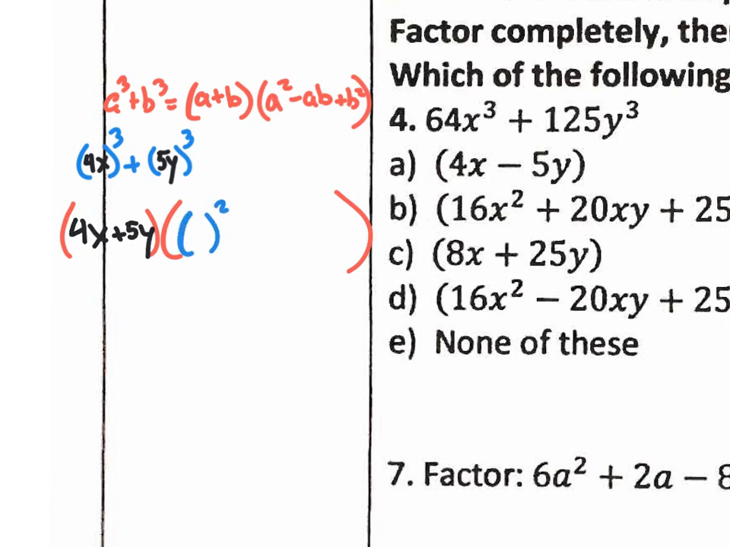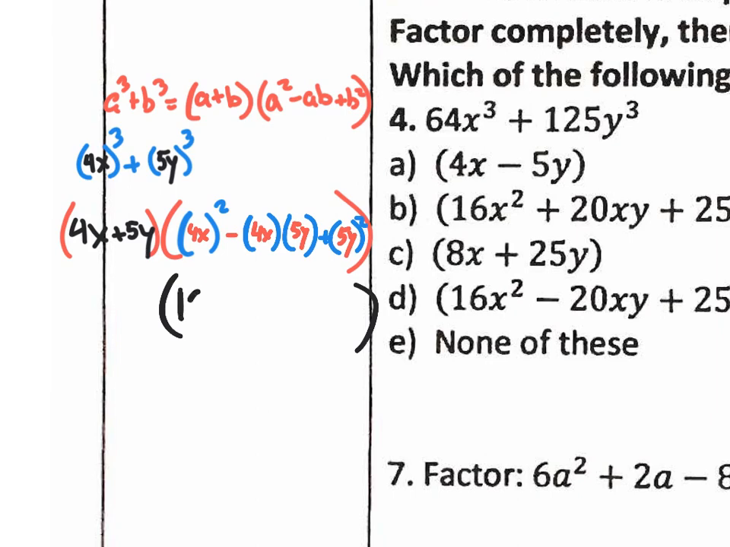A squared. Now, if you started with the plus, the middle term is going to be a minus. So you're going to have a minus ab, and then plus b squared at the very end. So plugging in our values, we're going to have a 4x in the a and 5y in the b, and when we do our math on the trinomial, we'll get our final answer.